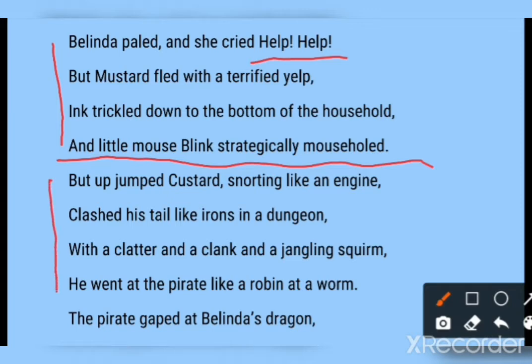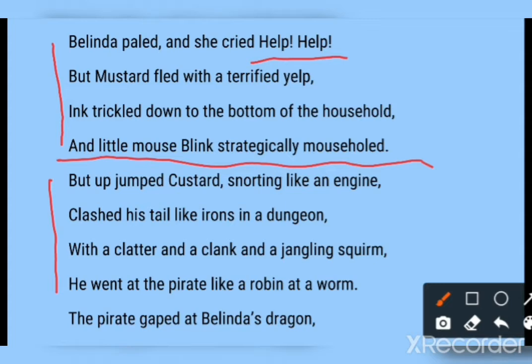Then we have this stanza, that is stanza 10, the 10th stanza. And in the 10th stanza we have some elements of poetic devices. Some literary elements are used here.